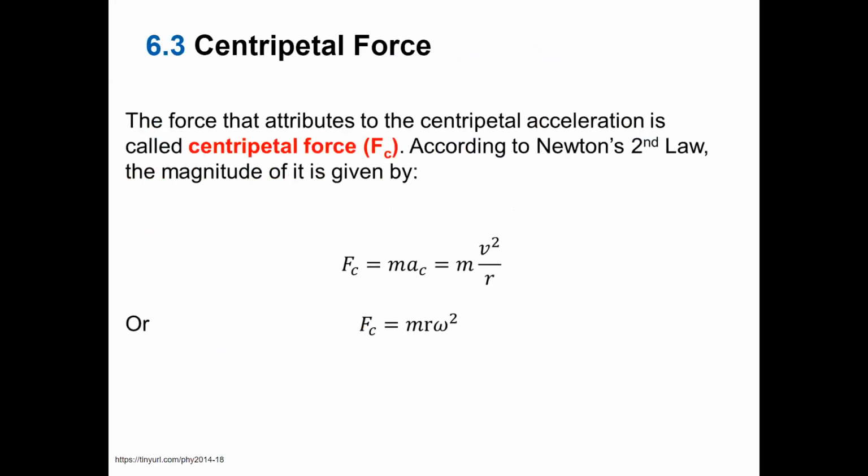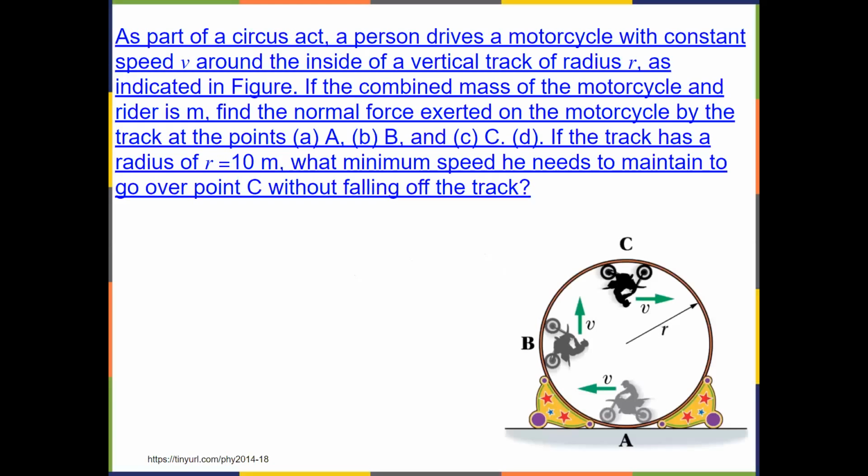Then we applied Newton's second law to uniform circular motion. The force in this case has the same direction as the acceleration, so it's also called centripetal force, equal to mass times the centripetal acceleration. Because centripetal acceleration has two expressions, the net force or centripetal force can also have two expressions: either mv squared over r, or m times r times omega squared. I think that's what we learned last time. We also looked at a couple examples.